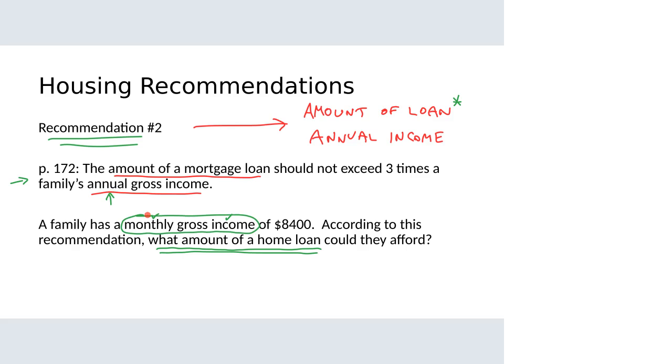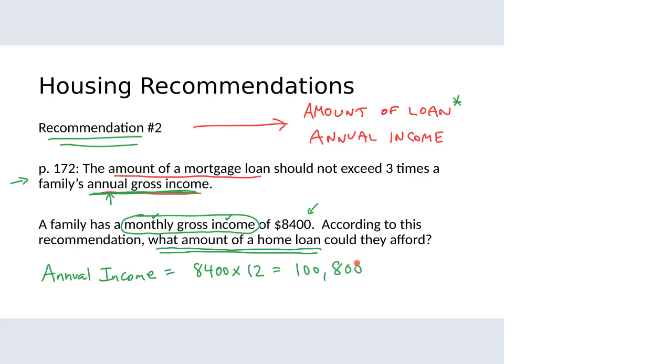What am I going to do to this monthly gross income to find out their annual gross income? If I know how much they make each month, what do I need to do to that to figure out how much they make in a year? Perfect. Kevin, Ashley, that's exactly it. So we'll take that 8,400 and we'll multiply by 12 to get their annual income. And that's $100,800.